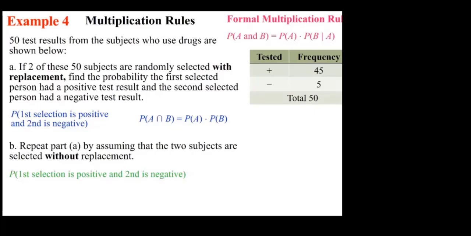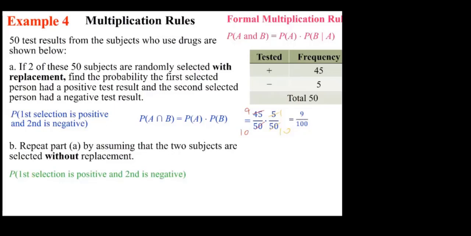So what is the probability that the first selection is positive? Okay, we have 45 that have tested positive, so 45 out of 50. And the second one is negative, 5 tested negative. So 5 out of 50. And we simplify. So 5 and 50 cancel out to 1 over 10. And then this one gives you 9, this one gives you 10, and that's how you get to 9 over 100. So that's an independent case because it was done with the replacement.